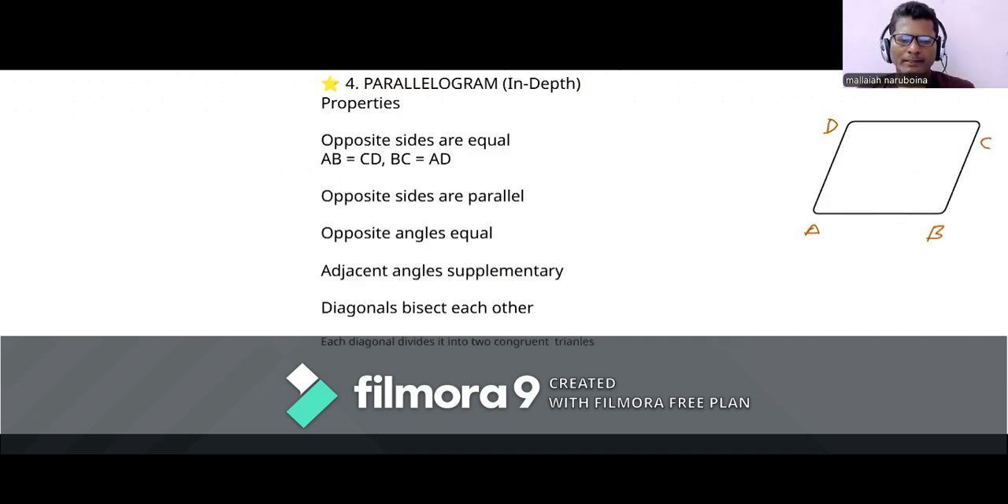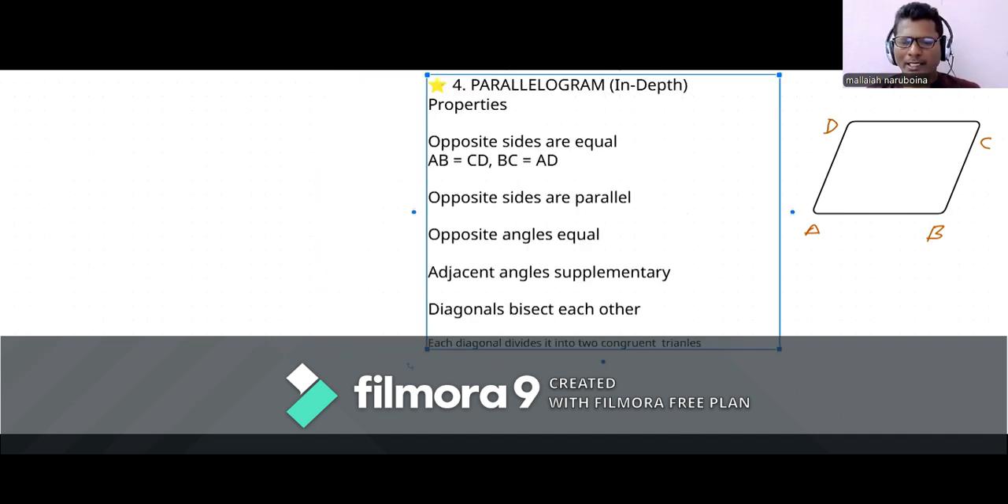Once again, I repeat, properties of parallelogram. Opposite sides are parallel and equal: AB is parallel to CD and AD is parallel to BC, and their lengths are also equal. That means length of AB is equal to length of CD and length of AD is equal to length of BC. Then opposite angles are equal: angle A is equal to angle C and angle D is equal to angle B.